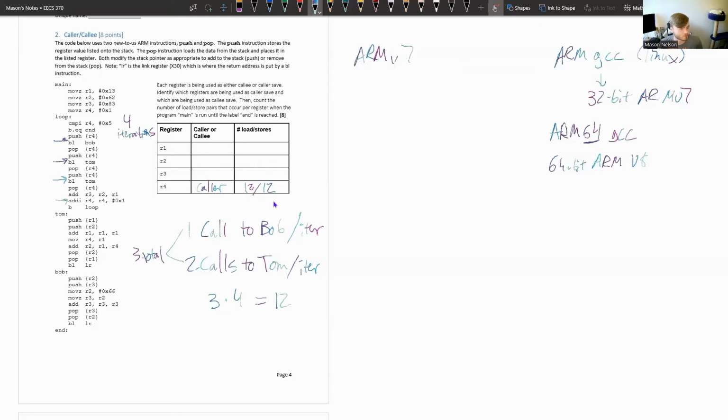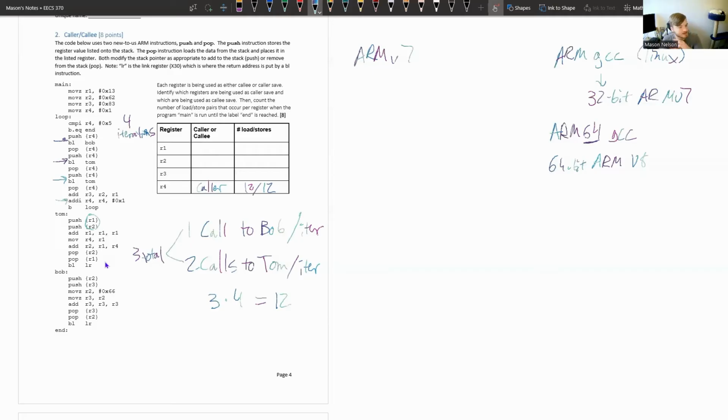All right, so now we've been through main. Let's look at our other functions. So we have Tom and Bob. Looking at Tom, we see that the first instructions in Tom push both register 1 and register 2. So this is a save of some sort. And then it does something with register 1, it modifies register 4, it modifies register 2, but then it restores the values of register 2 and register 1.